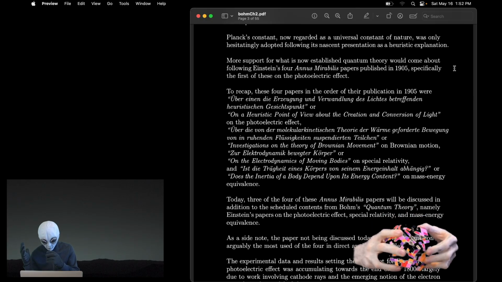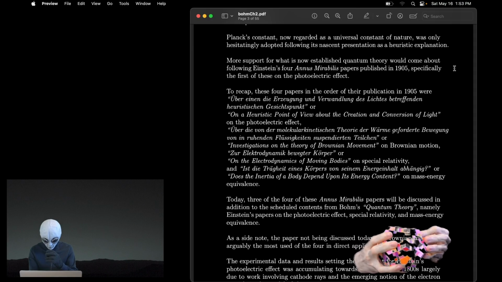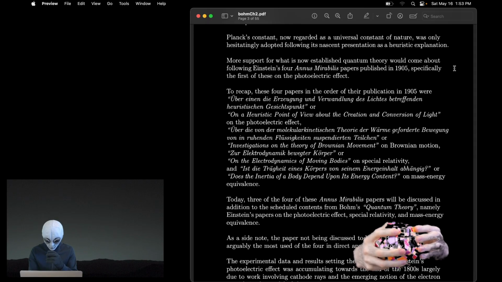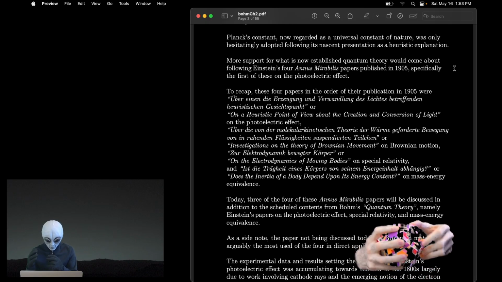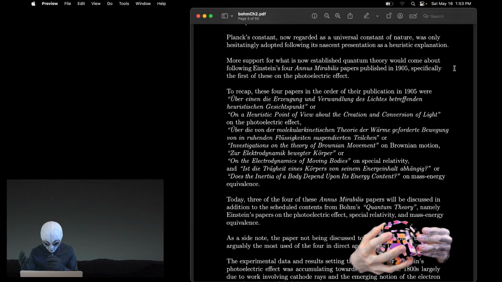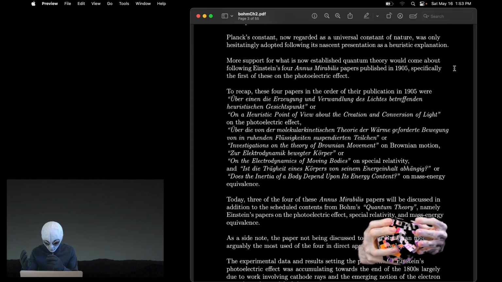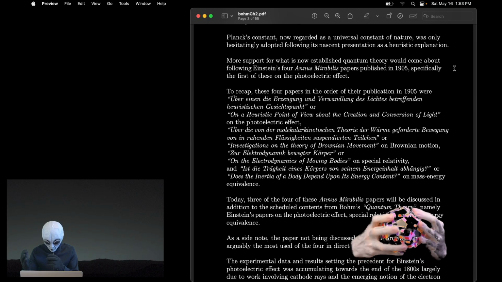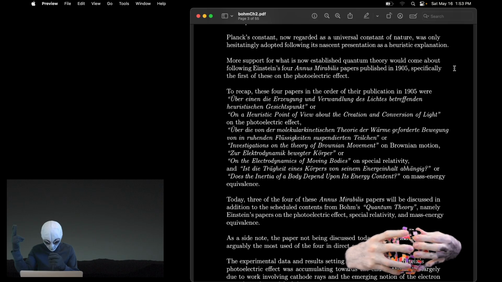To recap, these four papers in the order of their publication in 1905 were Über einen die Erzeugung und Verwandlung des Lichtes betreffenden heuristischen Gesichtspunkt, or on a heuristic point of view about the creation and conversion of light, on the photoelectric effect. Über die von der molekularkinetischen Theorie der Wärme geforderte Bewegung von in ruhenden Flüssigkeiten suspendierten Teilchen, or investigations on the theory of Brownian movement, on Brownian motion.